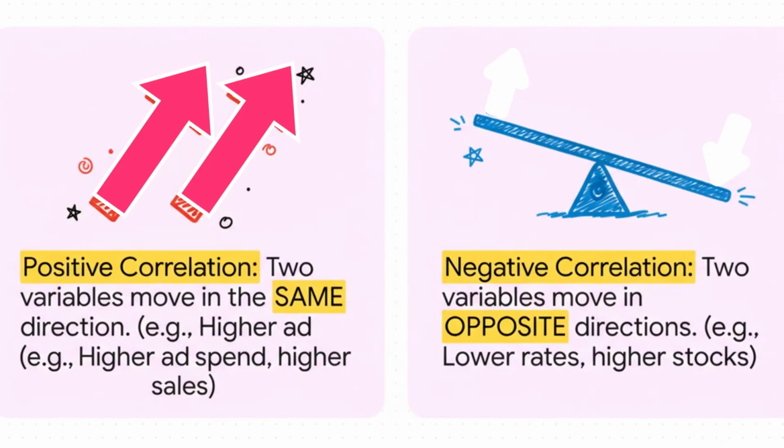Now, correlation may be positive or negative. When two things move in the same direction, say the more you spend on advertisement, the more sales you get, they go up together, right? They are positively correlated. Then you have got negative correlation, which is our example. When one goes down, the other goes up.